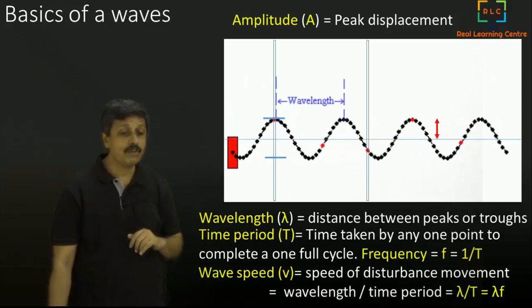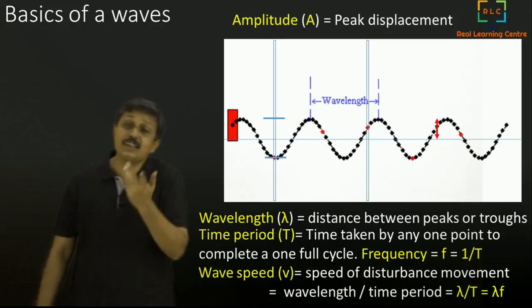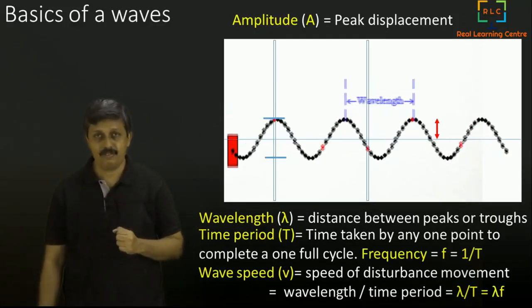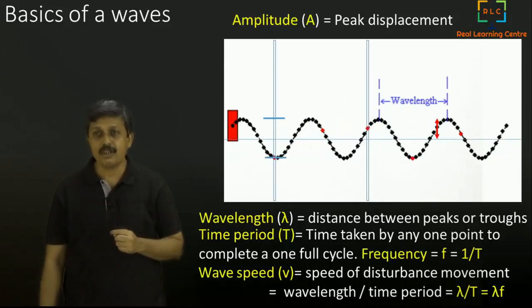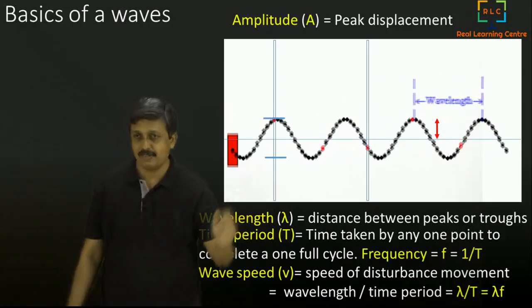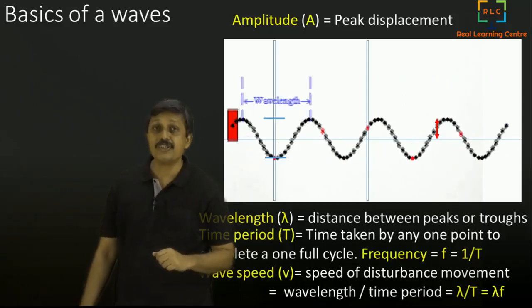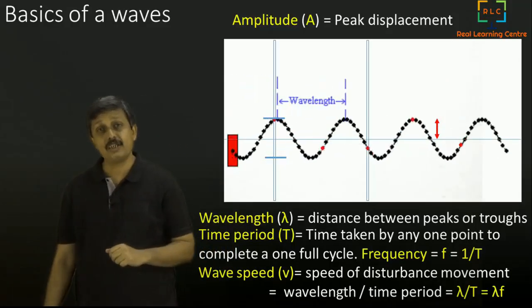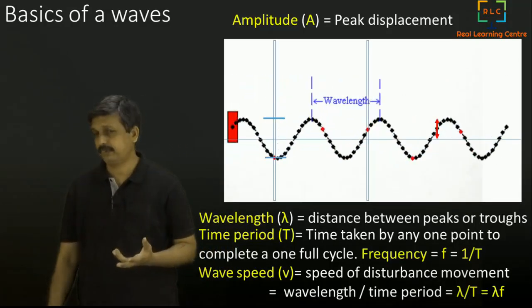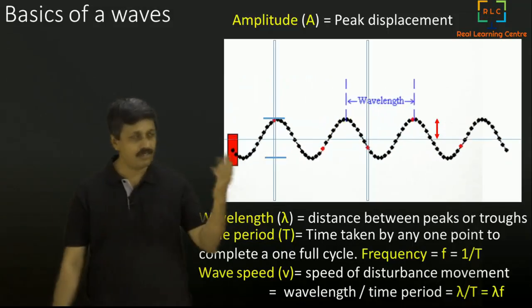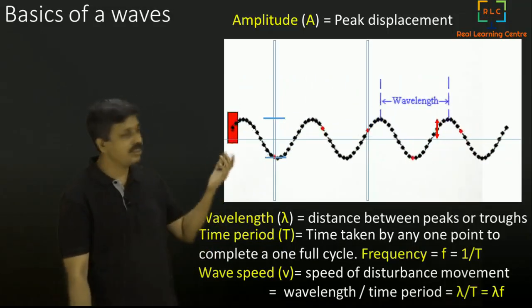And then we have wave speed. What is the speed of the wave? Speed of the wave is nothing but how fast the wave is moving from left to right. So how do you measure? Generally you measure speed by distance traveled divided by time. In this case, distance traveled is one wavelength, and your time is one time period.